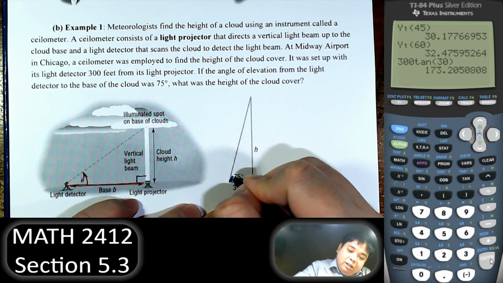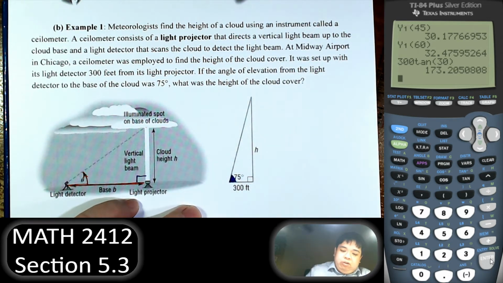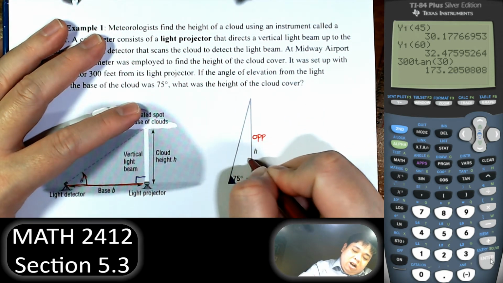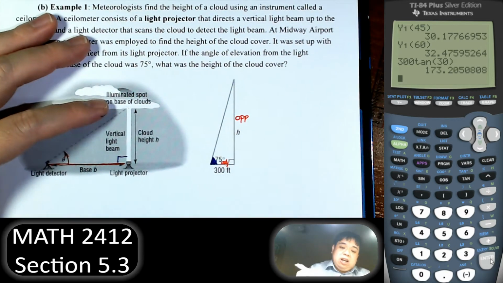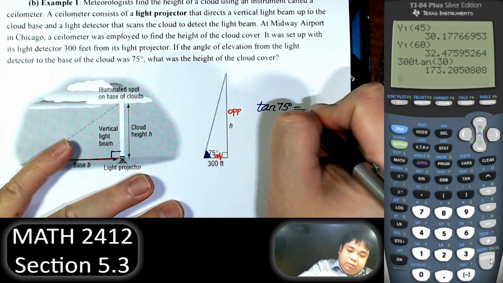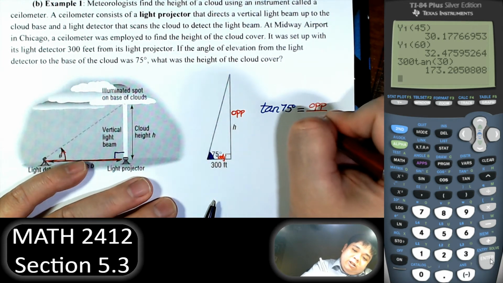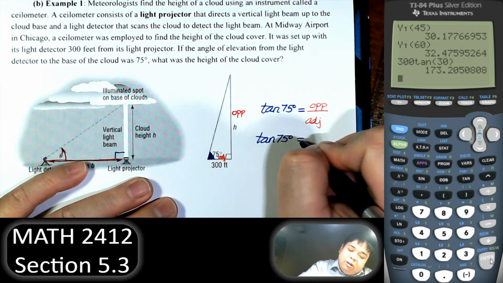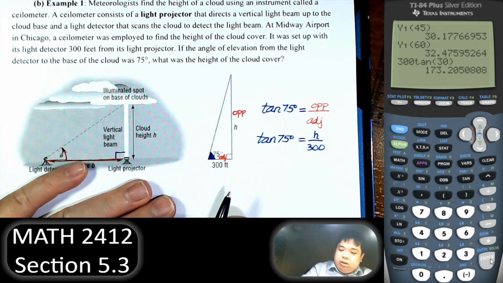75 degrees angle here. And we have the height and then 300 feet. So with respect to that 75 degrees, opposite is the height, and adjacent is 300 feet. And opposite and adjacent, of course, that is tangent. So in this case, also tangent 75 degrees, opposite over adjacent. So we have tangent, opposite is h over adjacent of 300.